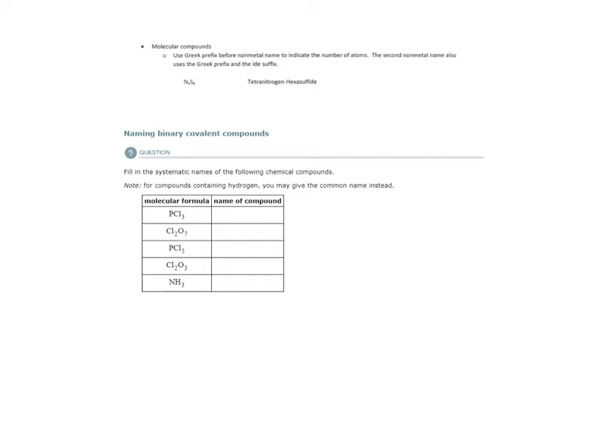All right, so we are naming binary covalent compounds in this topic. And again, we have our guidelines for molecular compounds and nomenclature. So the molecular formula is PCl3. So what do we want to do? We want to use the Greek prefix before the first nonmetal name to indicate the number of atoms.